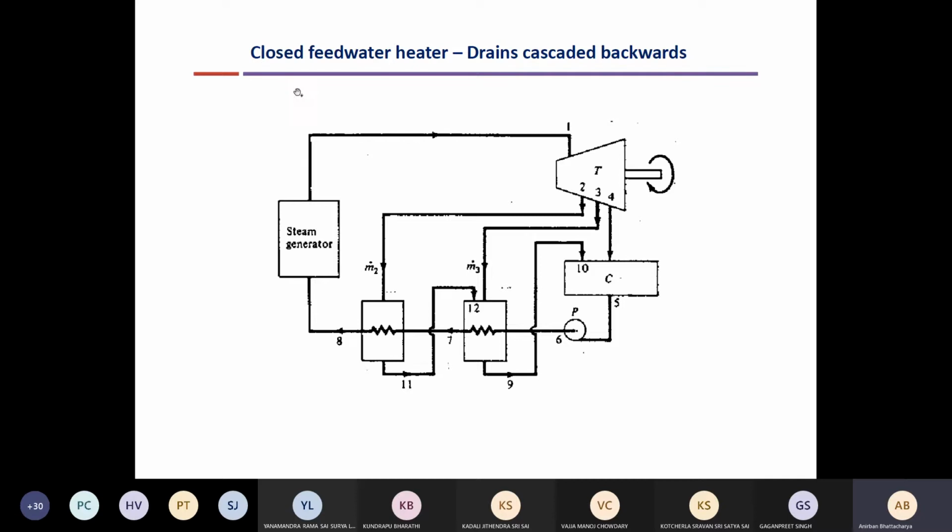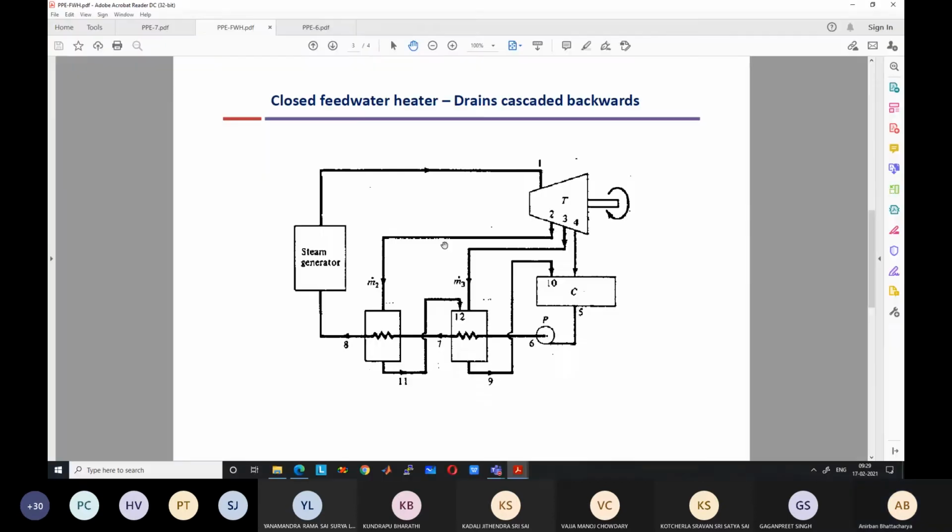Why closed feed water heater? Because there is no direct mixing. So that's why it is known as closed feed water heater. Any questions on this?